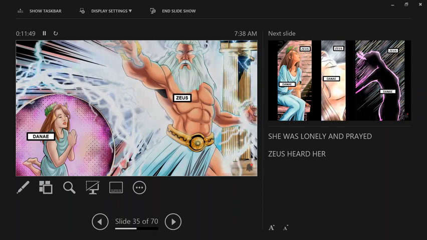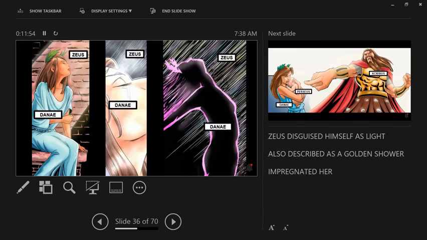She is locked up in a tower, and she prays to Zeus to help her. And Zeus sees her, and yes, he falls in love, and he visits her. Now, you remember that Zeus has to always disguise himself. He cannot be seen as himself because his wife slash sister will find out. So he disguises himself as a ray of sunshine, or it's also described as a golden shower. And he visits her as this light or this golden shower, and she becomes pregnant.